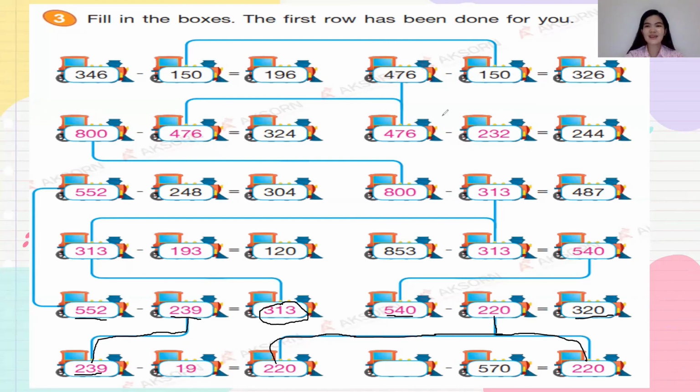719. Okay, very good. So the answer is 790. So 790 minus 570 is equal to 220. Look at the answer. 790 minus 570 is equal to 220. And then next, 239 minus 19 is equal to 220 also. Okay, did you get it?